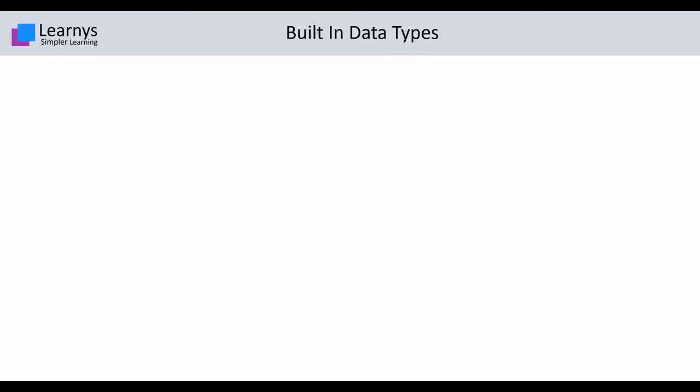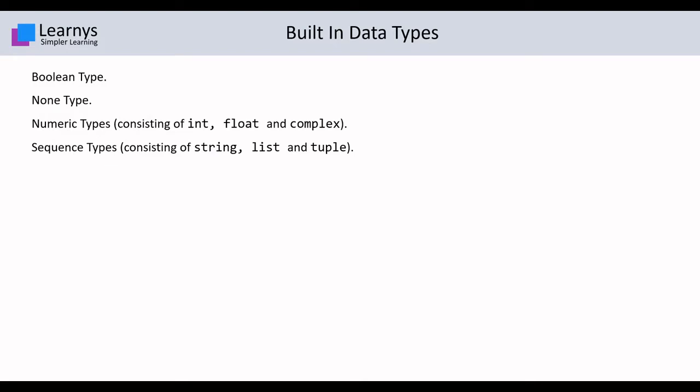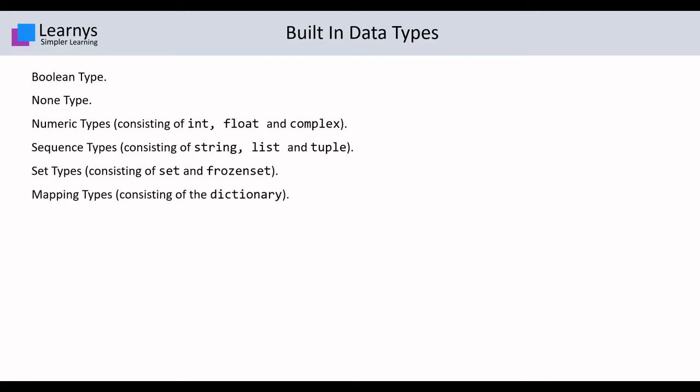Built-in data types. Python comes with a variety of built-in data types. Some of the most commonly used ones are Boolean type, None type, numeric types consisting of int, float, and complex, sequence types consisting of string, list, and tuple, set types consisting of set and frozenset, and mapping types consisting of the dictionary. Objects of these types can be created by making use of either literals or the respective class constructors. Objects of one type can also be converted into objects of another type.